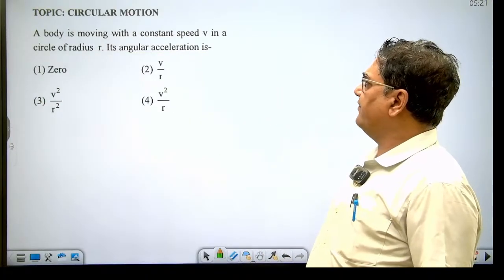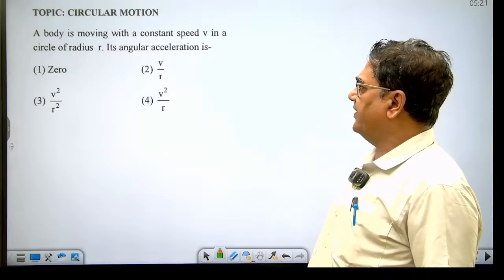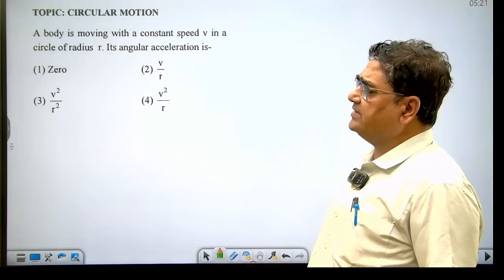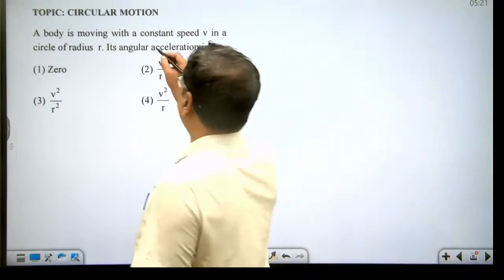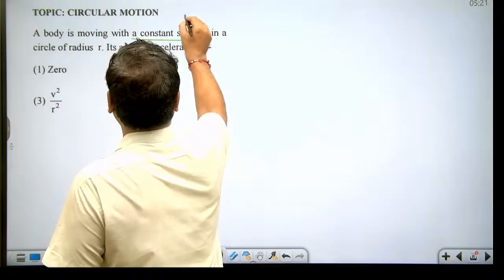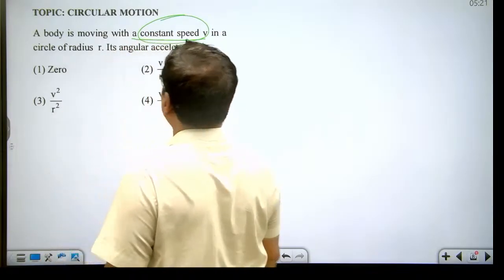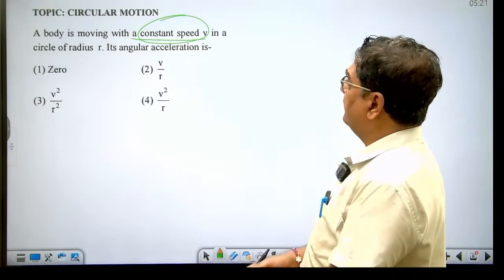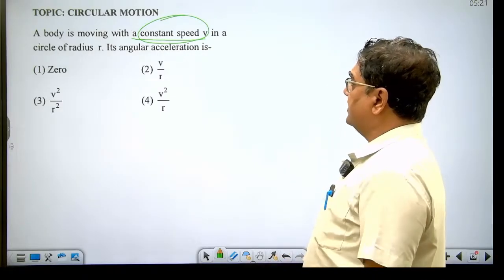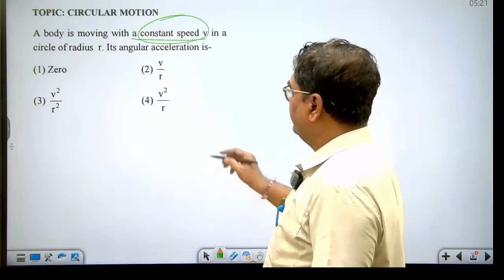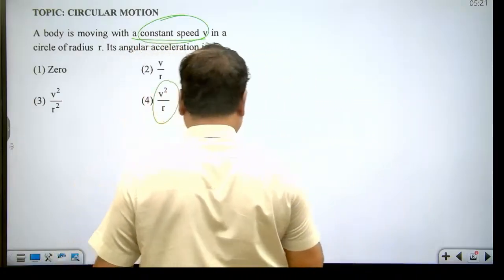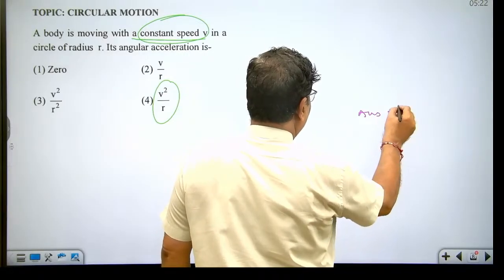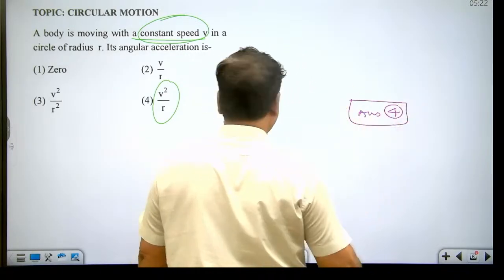A body is moving with a constant speed v in a circle of radius r. Its angular acceleration, here angular acceleration means centripetal acceleration. Why? Because the body is moving in a circular path with constant speed. Whenever speed is constant, the motion is uniform circular motion. In case of uniform circular motion, the acceleration is the centripetal acceleration, whose value at a given instant is v square upon r. So dear student, out of 4 choices, the correct answer is option 4, because in this case tangential acceleration is 0.